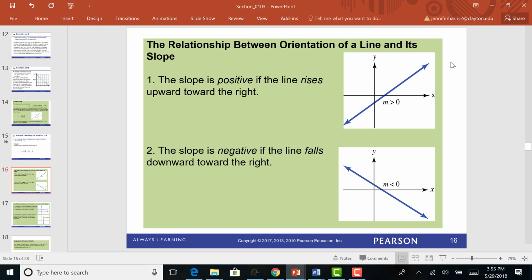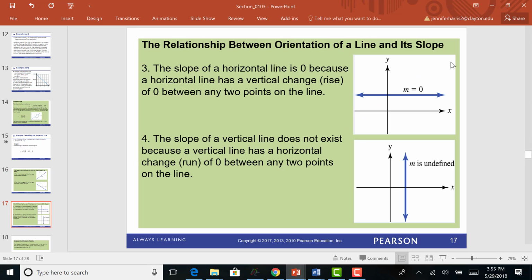Okay. Now here is the interesting part. This horizontal line and vertical line, the top one is a horizontal line, the slope happens to be 0. Now 0 and no slope are not the same thing. So if it says the slope is 0, you can't say, well, we have no slope because it's 0. No, the slope is 0.